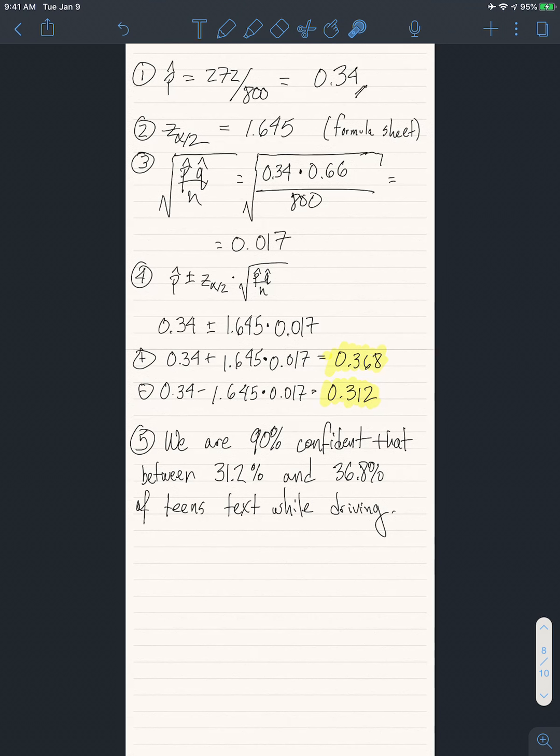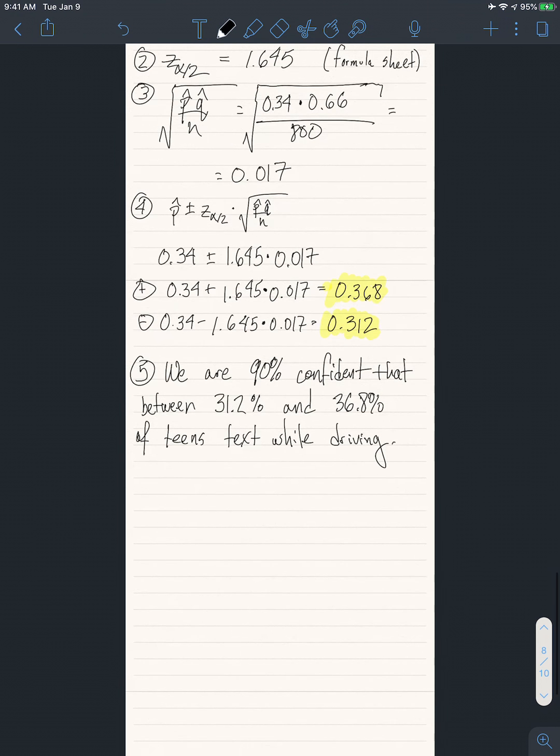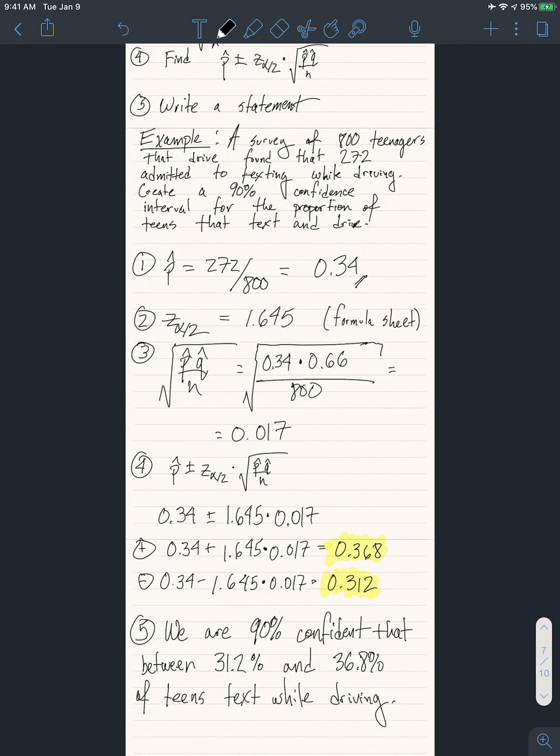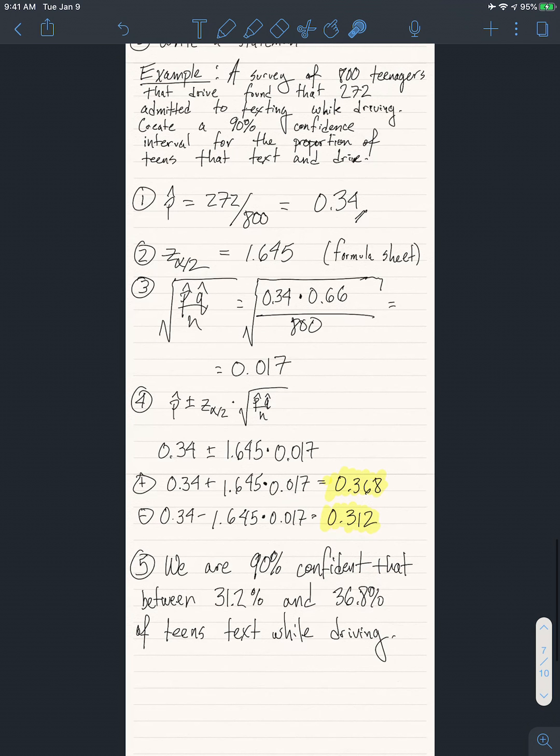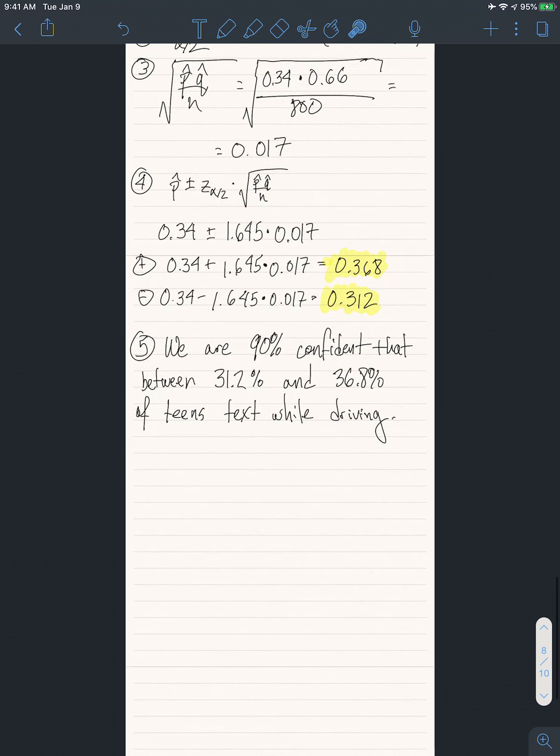We realize there's a 10% chance that this range might not actually capture the true proportion. It could be outside of this. We're pretty confident it's in there, but there's definitely a chance that it's not, right? Especially because, if you think about it, only 272 of them admitted to texting while driving, so it's totally possible we are underrepresenting how many teens text while driving. So this 90% confident thing, I don't want you guys to forget. We're not 100% confident that the true proportion is in this range, but we're pretty darn sure.